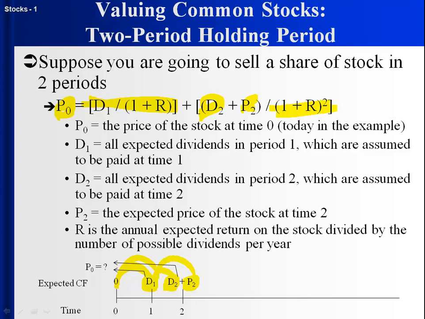And again, R is the annual return divided by the number of dividends in the year. So if it's 4 dividends per year, R is equal to the annual expected return divided by 4.